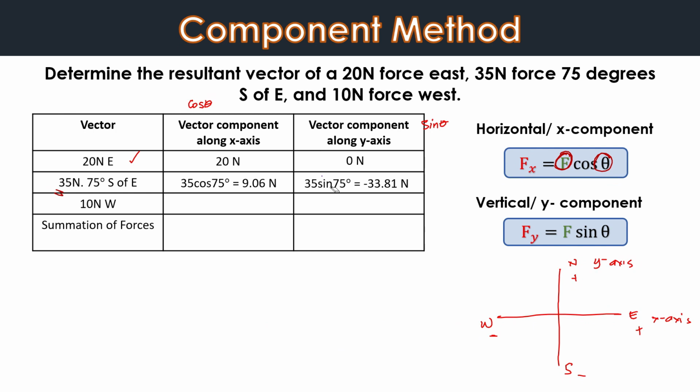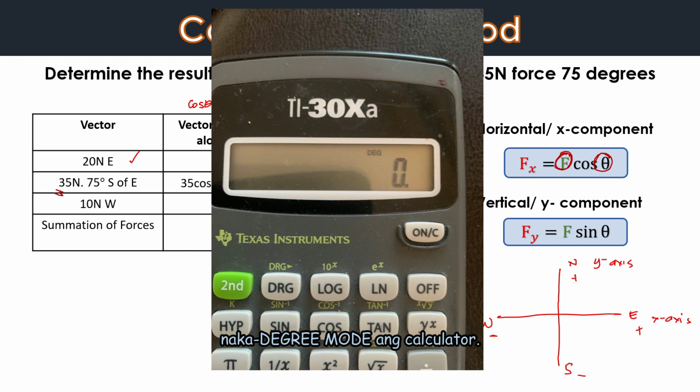Now, bakit naging negative? Balikan natin yung direction ng vector, south of east. And along y-axis, it lies along the south side. Kung babalikan natin yung Cartesian plane, it lies along the negative side of the y-axis, yung south. So therefore, negative yung magiging y component natin. So negative 33.81 newtons.